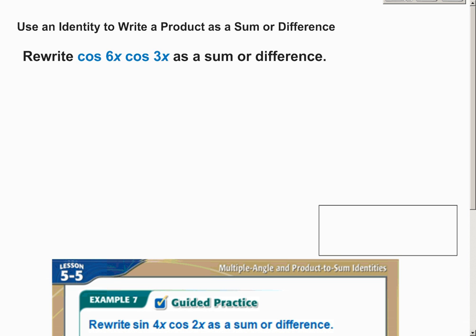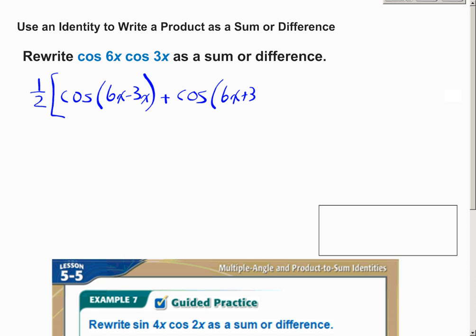So we have the cosine 6x, cosine 3x. I see that if I can combine that, I can add like terms there. So that's kind of the motivation for wanting to change this to a sum. My formula tells me that I'm going to take this and rewrite it as 1/2 times the quantity, the cosine of alpha minus beta, so 6x minus 3x, plus the cosine of alpha plus beta, 6x plus 3x.